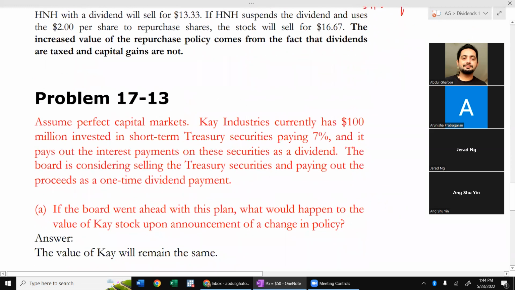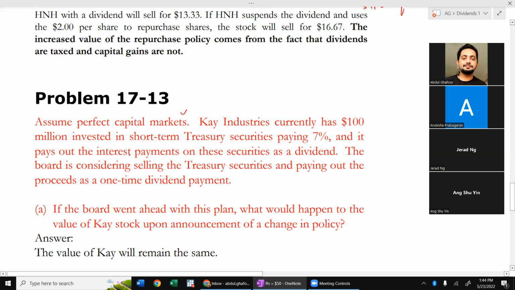Next question is: assume a perfect capital market. When you learn this, you should be happy because sometimes it's very easy to answer the questions when it is a perfect capital market. The K industry currently has 1 million invested in short-term securities paying 7%.